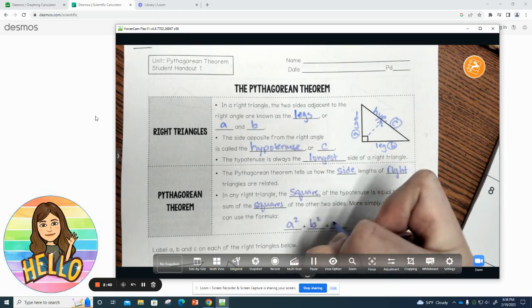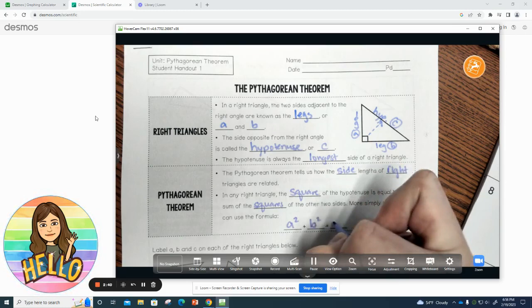What you're going to do right now is quietly attempt to find the hypotenuse of each of these three triangles. I'm going to give you about 30 seconds of quiet work time and then a minute to compare and discuss with your group. So go ahead and start that now.